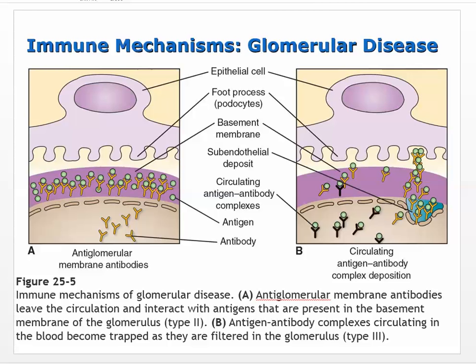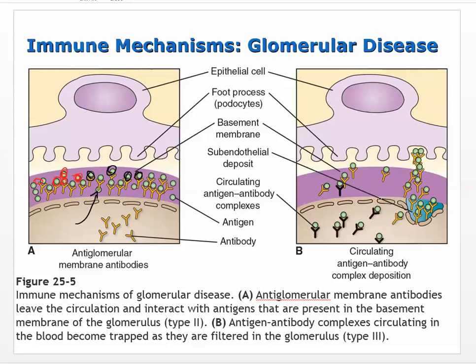So in this case, we can actually see antibodies. Anti-glomerular membrane antibodies leave circulation and interact with antigens that are present in the basement membrane. So that means there are actually antigens that are part of the basement membrane. That's what I'm trying to circle here. They're actually part of the basement membrane, and the antibodies are attacking them.